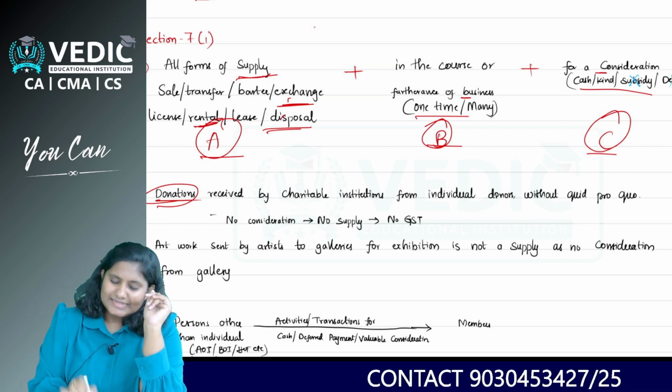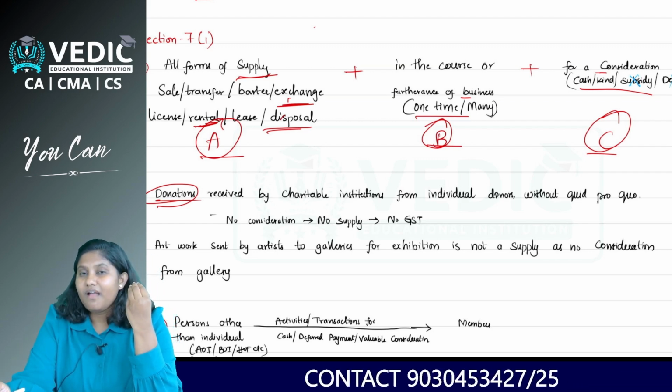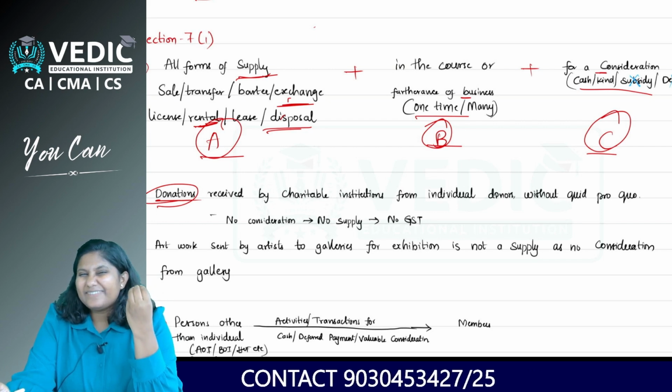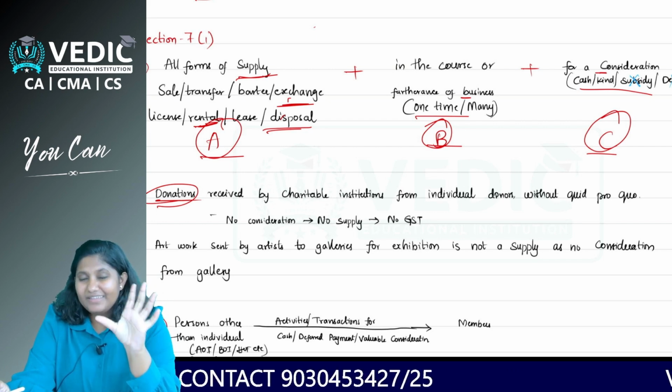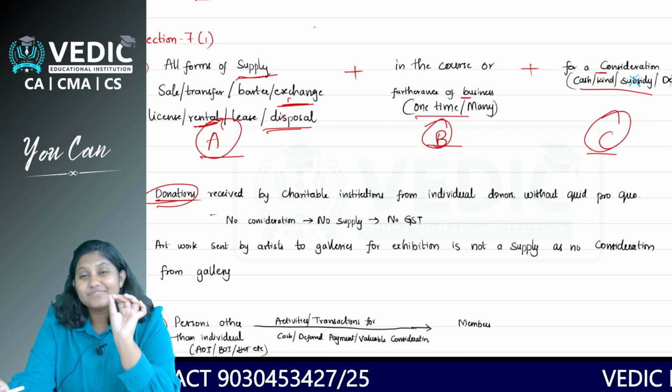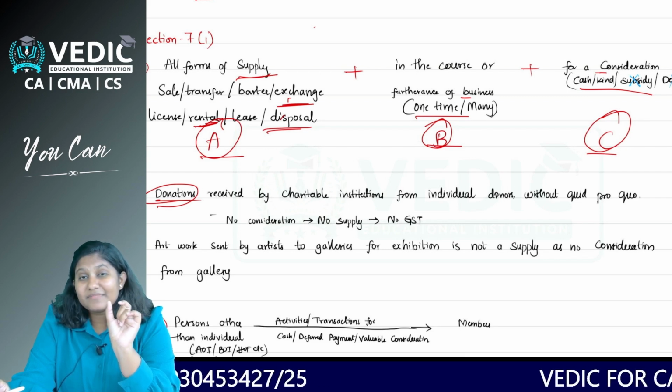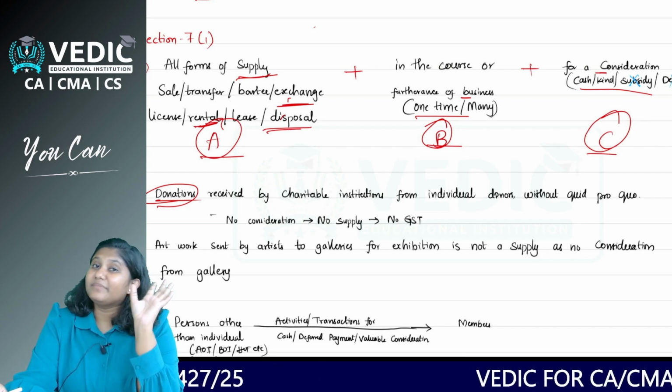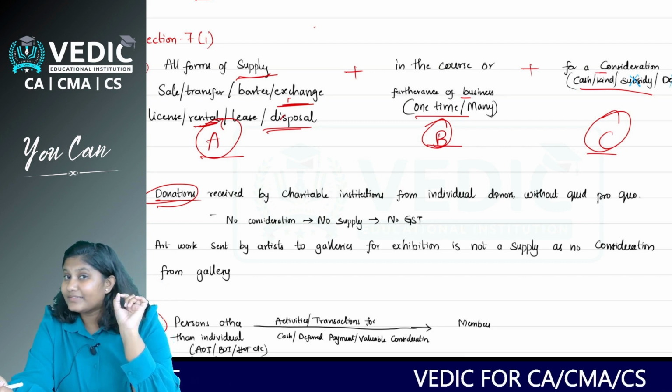Now disposal. Everything in this world will have some value. Even disposing of any garbage or any useless item, if we get some consideration for it, GST will be levied upon it. That's why it is included in supply.